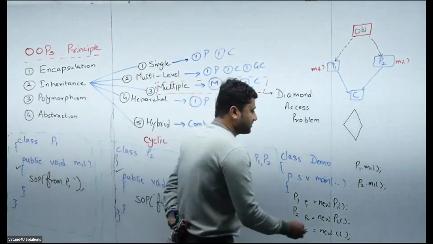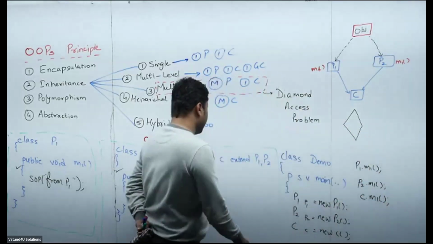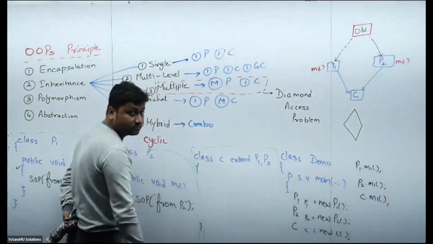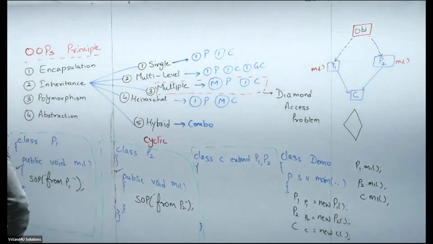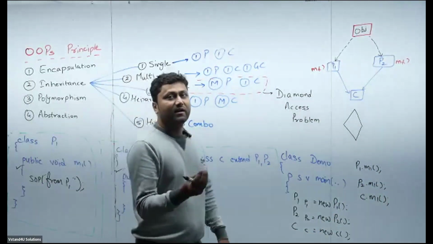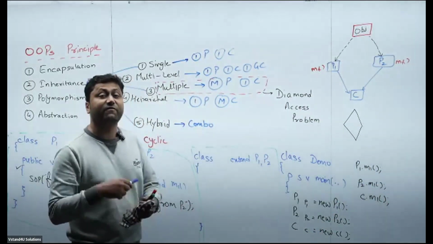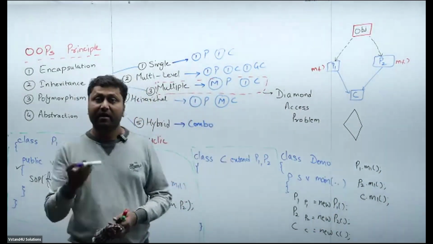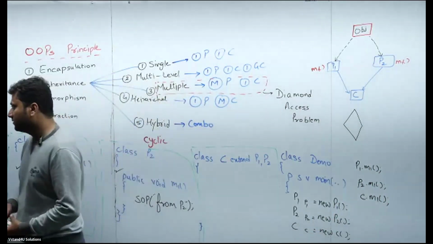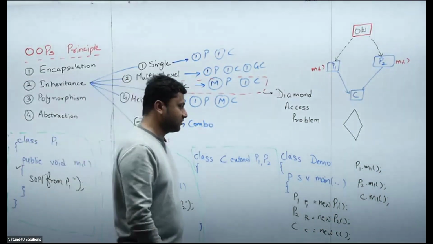Now the twist comes when I say C.M1. Pay attention. In C class, is there any M1? Sorry, I should ask this way: does C class have an M1 method written, does C class define an M1 method? It is inheriting. Agree? It is inheriting. Perfect. It has not written anything. Now in that case, let me ask you.